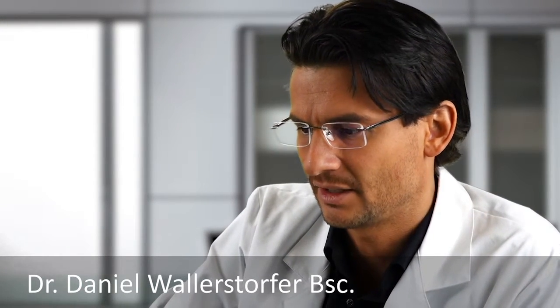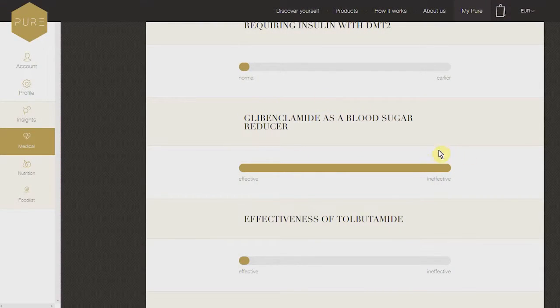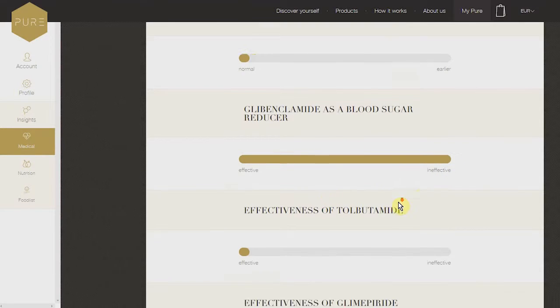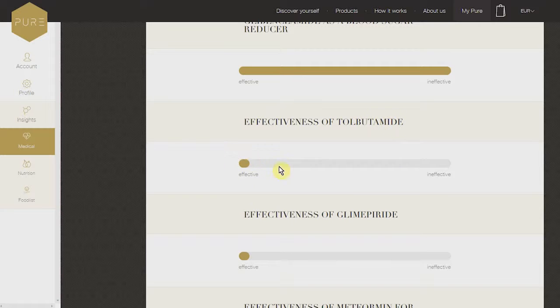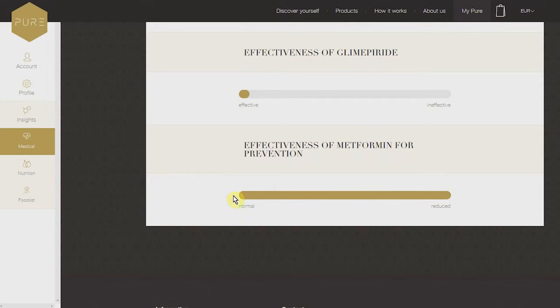And then there are a number of different drugs that are being used to medically treat diabetes, and they all have different effectiveness based on their genetic profile. So glibenclamide, for example, in this case is quite ineffective, while it might be more effective for other people due to a different genetic profile. Tolbutamide in this case is quite effective. Then glimepiride is quite effective, and metformin is less effective in this case.